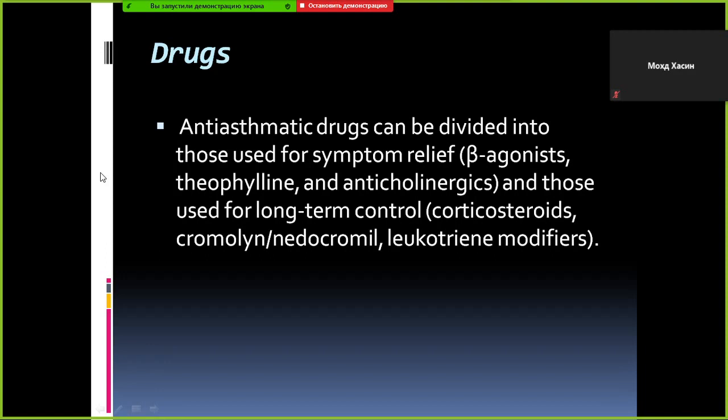And anti-asthmatic drugs. Anti-asthmatic drugs can be divided into two groups. Those used for symptom relief: short-acting beta agonists, SABA, theophylline, and SAMA, short-acting antimuscarinic drugs. And those which are used for long-term control. They are anti-inflammatory drugs: corticosteroids, predominantly inhaled corticosteroids, leukotriene modifiers, and cromolyn and nedocromil. These cromolyn and nedocromil are used only in children and adolescents.